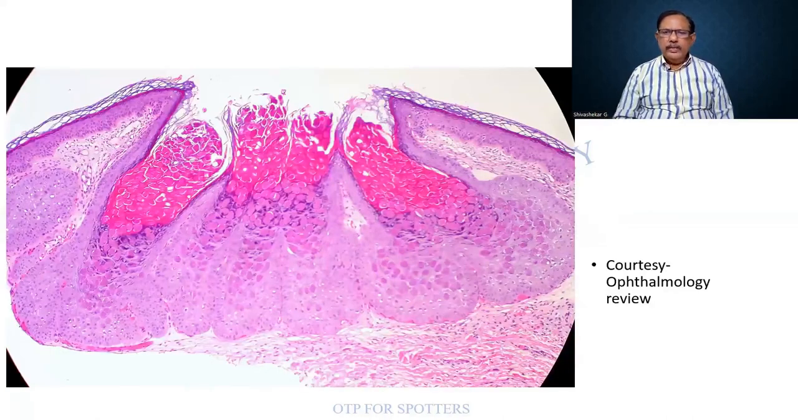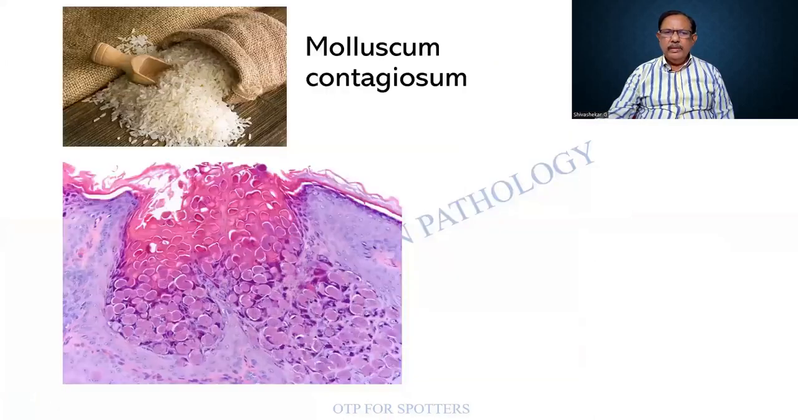The next one, courtesy ophthalmology review. This is a skin. I am able to find the epidermis, and this is the dermis lower down. But then the epidermis, it is showing some kind of a pattern, and there are also multiple cup-like depressions I can make out. In the superficial region of this lesion, I am able to see dark eosinophilic or pink structures. The diagnosis is molluscum contagiosum.